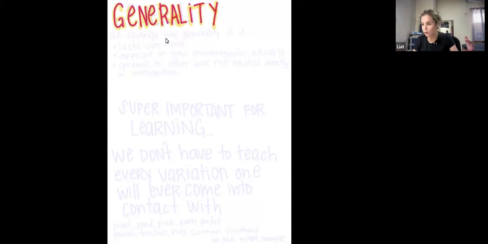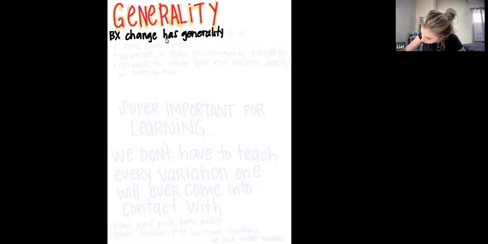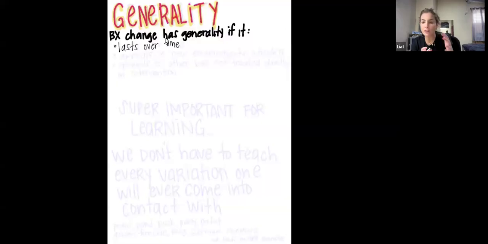So if you know how to write your name on a piece of paper, I teach you that, and now you could generalize to write your name on an iPad, or on a whiteboard. That is generality. So we say behavior change has generality if the behavior lasts over a period of time, meaning it's able to generalize over time. So hopefully the content I teach you today generalizes over time.